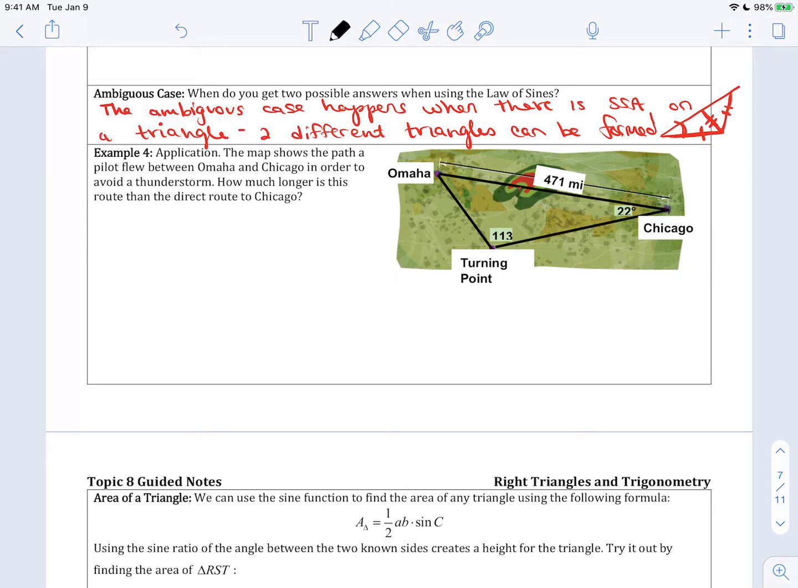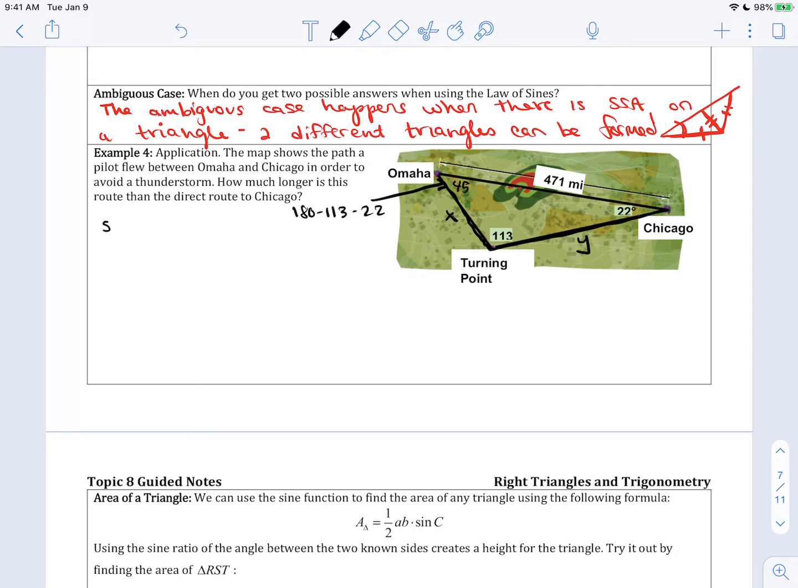The map shows the path a pilot flew between Omaha and Chicago in order to avoid a thunderstorm. How much longer is the route than the direct route? So we need to figure out this route here, right? Well, I'm going to label this x and this y. And we want to find x and y, those values, right? Well, we can find this angle right here pretty easily. We know two angles in a triangle, so 180 minus 113 minus 22 leaves us with 45 degrees for that angle.